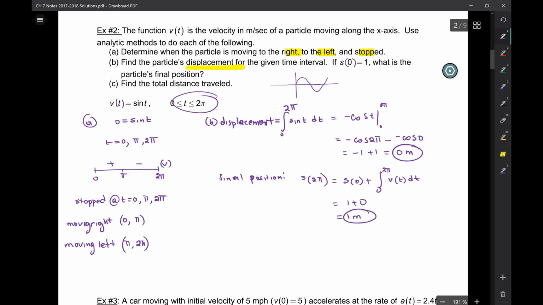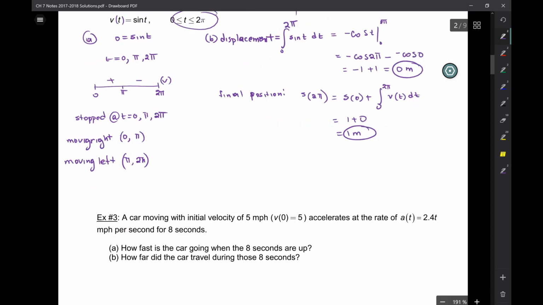Okay, so the final position is still where it was before. Total distance traveled, absolute value. From 0 to 2 pi of sine of t dt, put it in your calculator. 0.344. What's right in front of the 2 pi? It says final position and it says, is that an S of 2 pi.